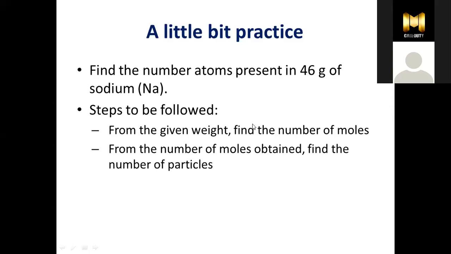Again, weight has been given and the number of particles has to be found, so it has to be a two-step approach. First step is to find the number of moles corresponding to the given weight, and from the number of moles obtained, find the number of particles. Do it as homework. We already have created the WhatsApp group. You can share your answer through the WhatsApp group. In case of any difficulty, let me know through WhatsApp, and I'm planning to give you some more practice problems there where we can discuss further.